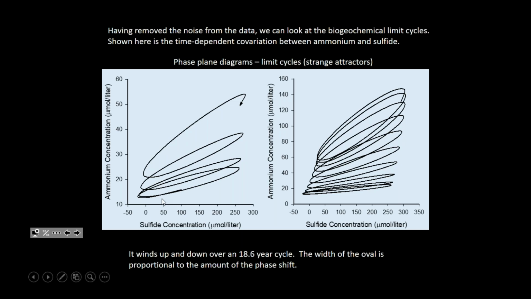Now, you can look at how these things co-vary. If you plot one nutrient against another over time, you get these. This is called a phase plane plot. And this is sulfide versus ammonium concentrations. And so over time, it does this. It goes up, and then it comes back down again. That happens on an 18.6-year cycle.